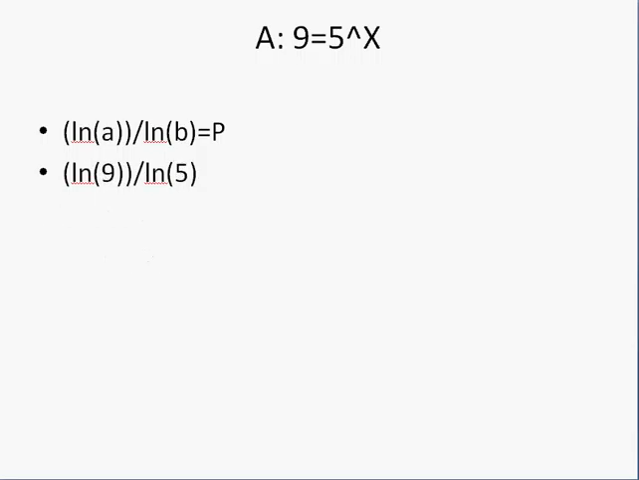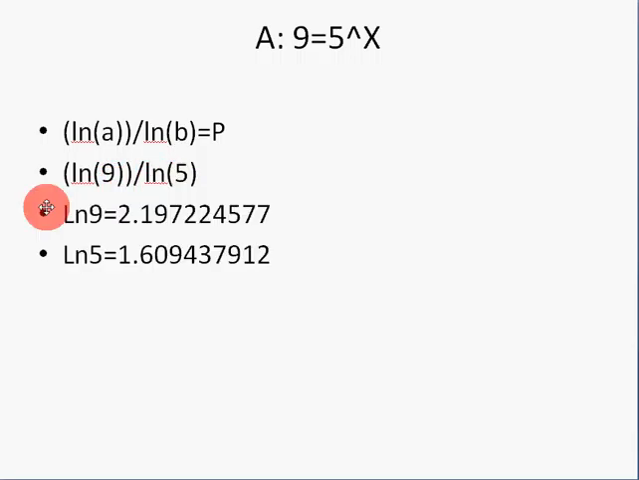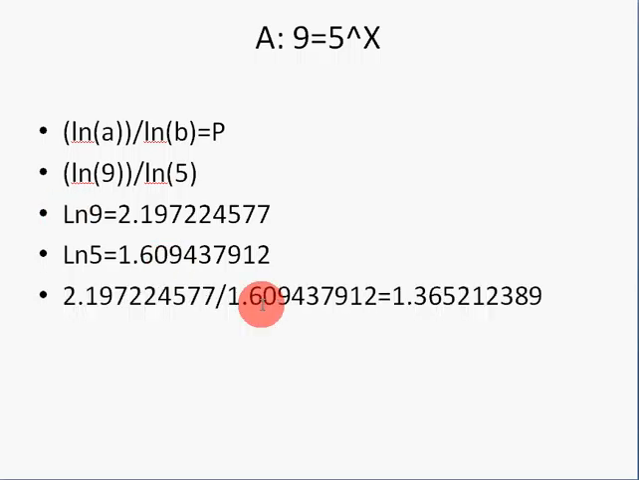So now let's plug it into our first equation. It's going to be ln of 9, natural log of 9, divided by natural log of 5. The natural log of 9 is 2.197224577, and the natural log of 5 is 1.609437912. You divide the two, and it comes out with 1.365212389. So that is the power. That's 5 to the power of 1.365212389 is equal to 9.